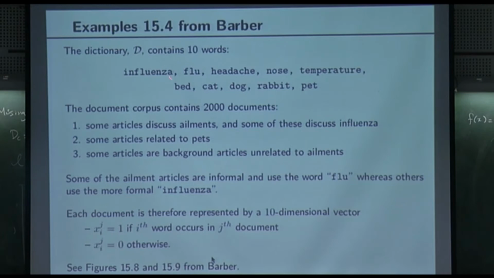A dictionary contains just 10 words: influenza, flu, headache, nose, temperature, bed, cat, dog, rabbit, pet. The document corpus contains 2,000 documents. Some articles discuss ailments, some of these discuss influenza, some articles are about pets, some articles are background articles unrelated to ailments. Some of the ailments articles are informal, use the word flu, whereas others use the more formal influenza. Each document is therefore represented by a 10-dimensional vector, x_ji is equal to 1 if the ith word occurs in the jth document, and x_ji is equal to 0 otherwise.